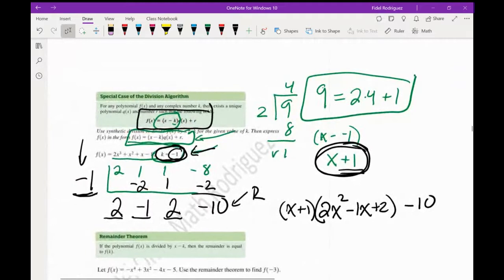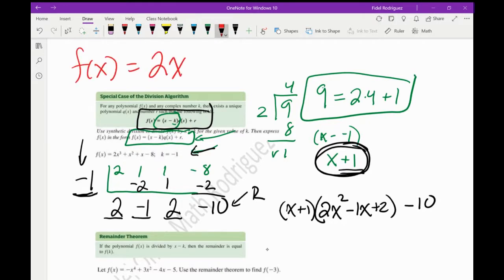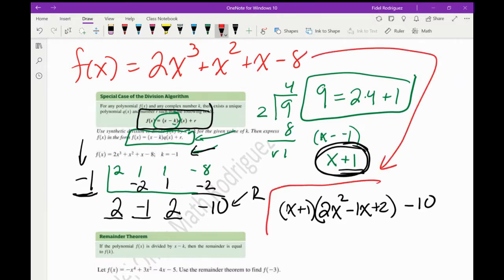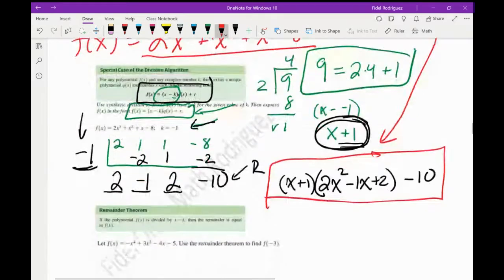So all this is telling me is that, I know I got a little messy here, so I'm going to clean it up for you. All this is telling me is that f of x, which is equal to 2x to the third plus x squared plus x minus 8, is the same thing as this piece right here, okay? If we were to multiply that x plus 1 throughout everything and then subtract 10, we would end up with this guy. That's all that that part is telling me, okay? All right.